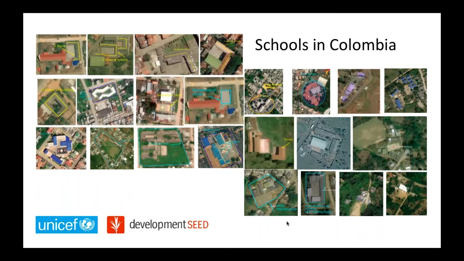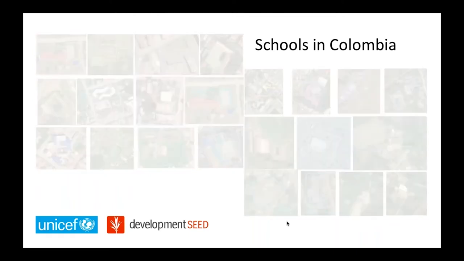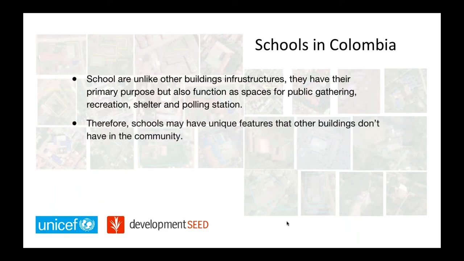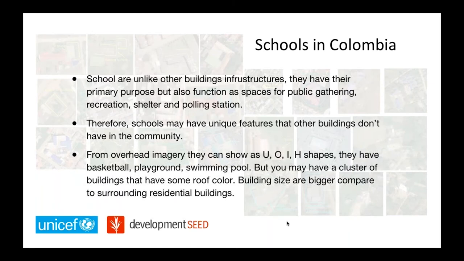So why is this? Schools are unlike any other building infrastructure. They have a primary purpose, but also function as spaces for public gathering, recreation, shelter, and polling stations. Therefore, schools have many unique features that other buildings in the community don't have. From overhead imagery, they can show different shapes, such as U, O, I, H shapes. They might have a basketball court, a playground, a swimming pool, or a cluster of buildings with the same roof color, and building sizes may be bigger compared to surrounding buildings.